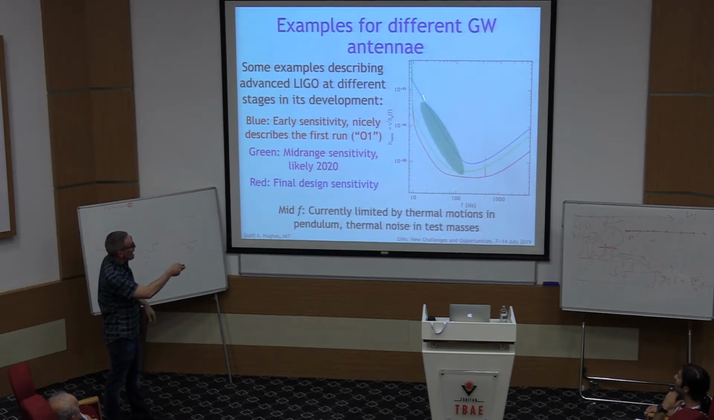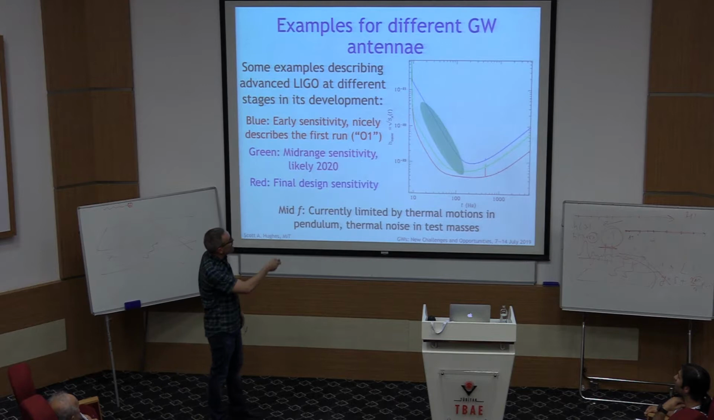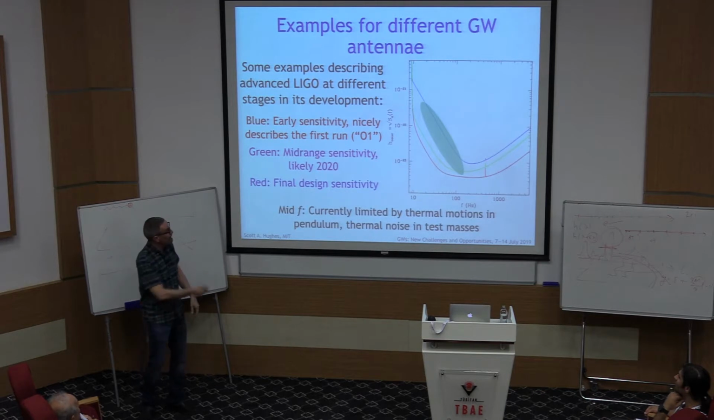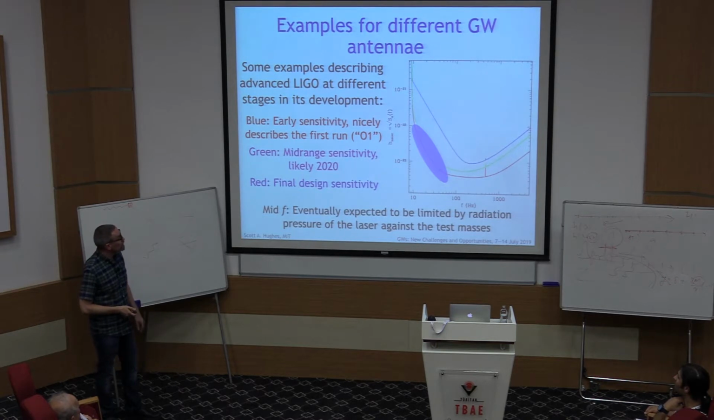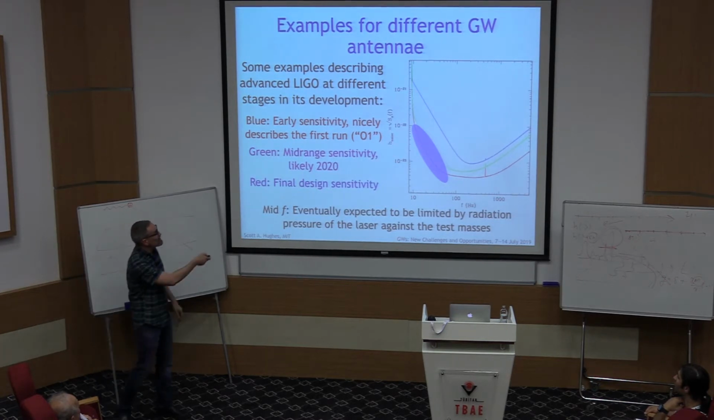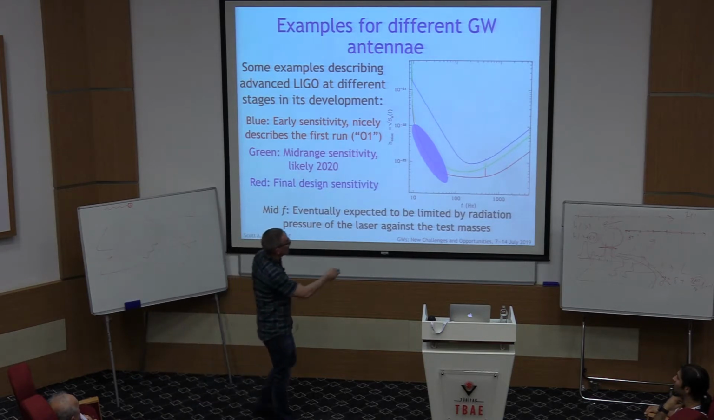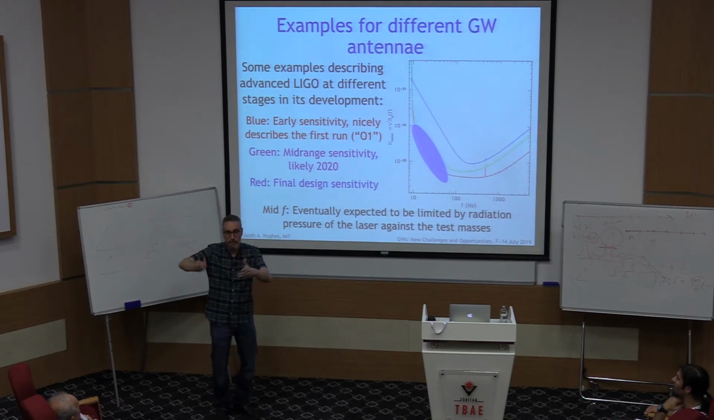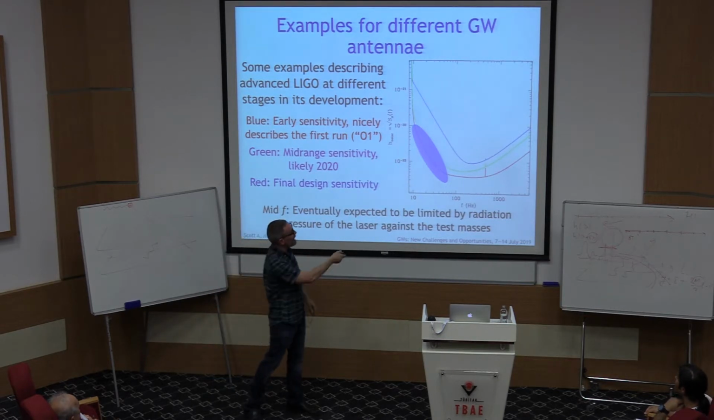Here in the mid-band, currently, it's being limited by thermal motions of the pendulum. That heat bath that I described to you, of a mass-spring system sitting in a thermal bath, is essentially what is going on right here. As the detectors improve, we expect that it will be limited at these low frequencies, roughly the same band, by radiation pressure. In order to get good sensitivity, you're always going to be limited by the fact that as you go to higher frequencies, you are getting worse shot noise because you're integrating over less time. So you can compensate for that by making the power in your laser larger.